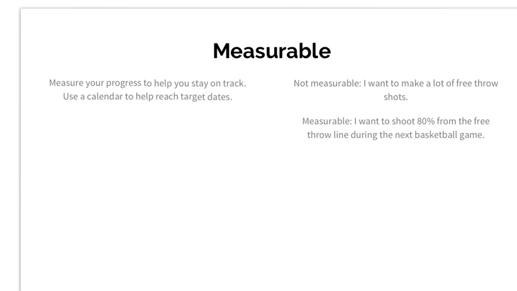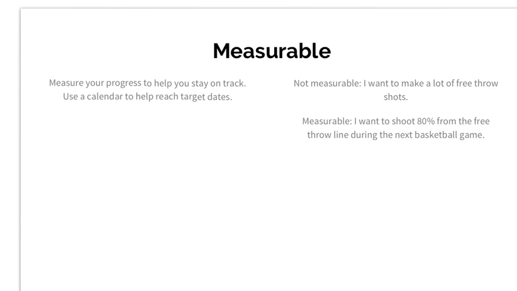I find the most important process of the whole SMART goal setting is making the goal measurable. A lot of times when the goal is not measurable, you have no way of tracking the progress of the goal. So for instance, I gave you a non-measurable example here. I want to make a lot of free throw shots. To Sally, a lot of free throws could be making 2 shots, where Dylan, he might want to make 8 out of 10 shots. So when you say study a lot, well, what does that mean? You need to be able to measure the success that you have.